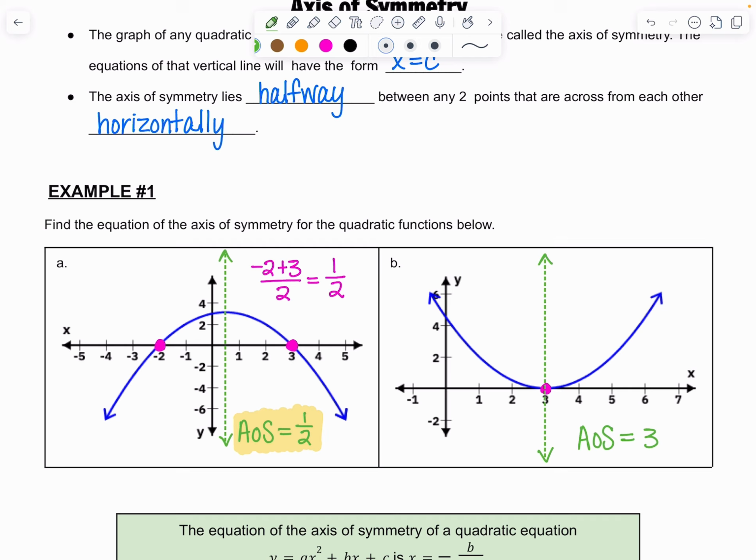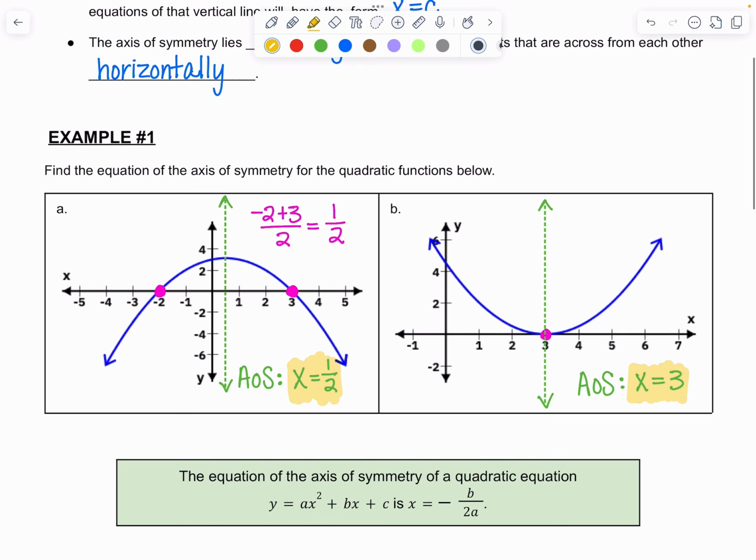Now, please make sure that when we write the axis of symmetry, you write the equation, because it's actually a vertical line. So this is x is equal to 1/2, and this will be x is equal to 3. Just make sure you write it as an x equals equation, so that it will be a vertical line.